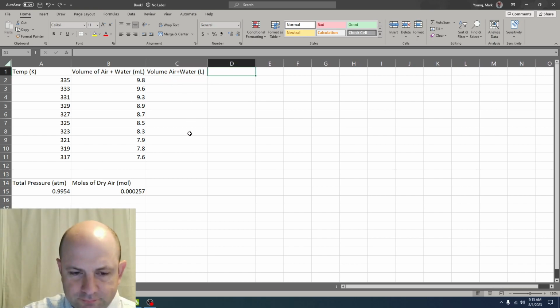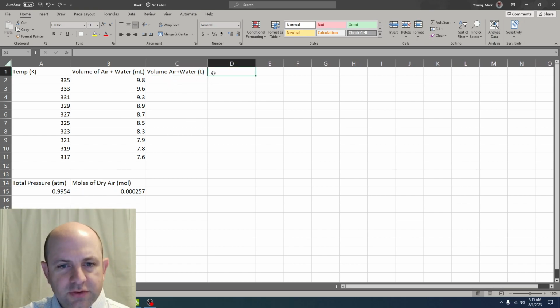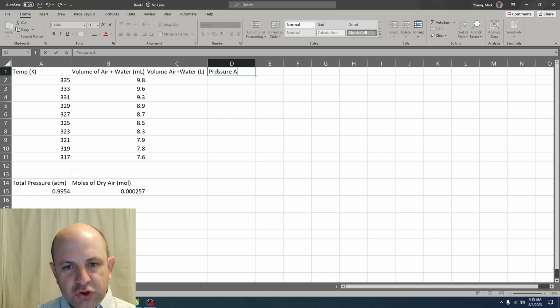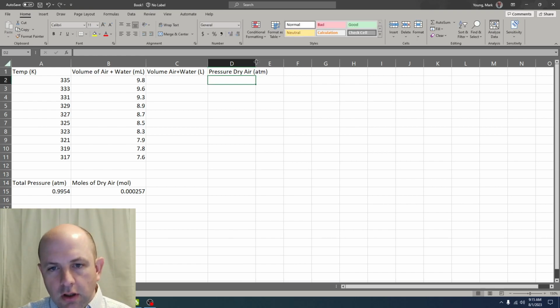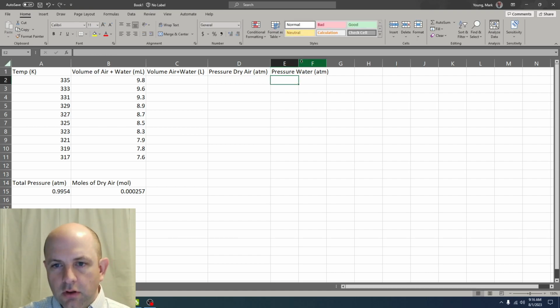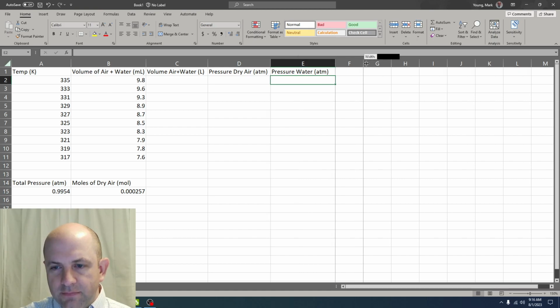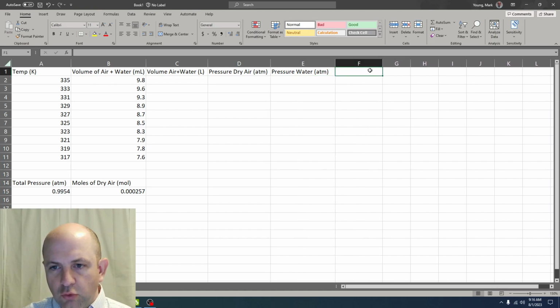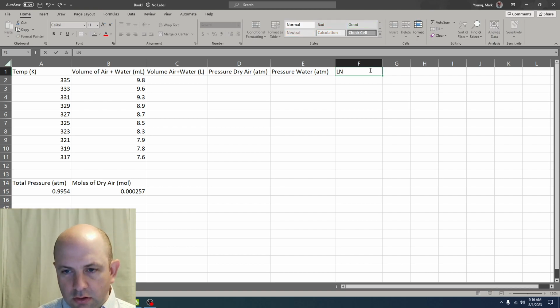Then, based on the total pressure, the moles, and that volume, we're going to get the pressure of just the air, not the air and water, so I should say dry air, and that's going to be in ATM. From that, we'll then be able to get the pressure of just the water, also in ATM. And then finally from that, we'll be able to get the natural log of the pressure of water.